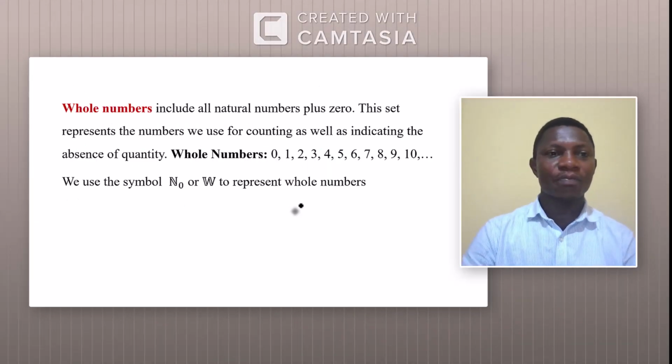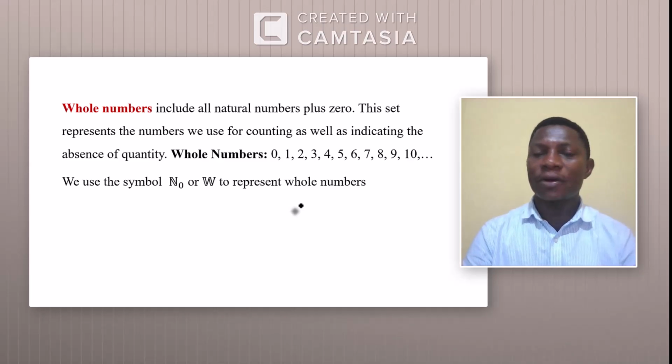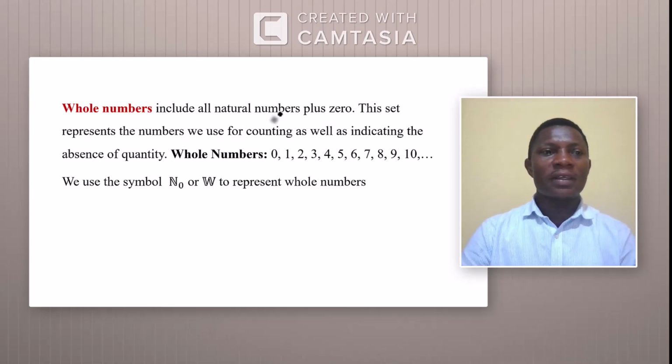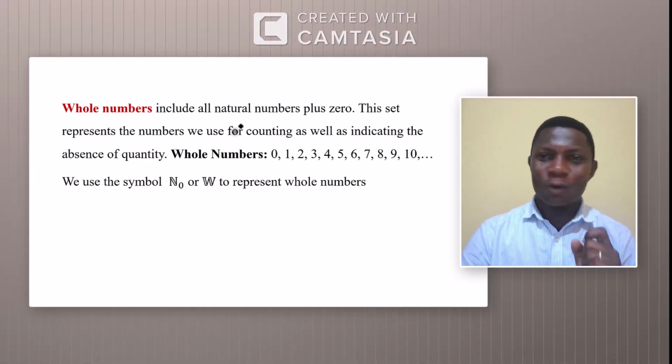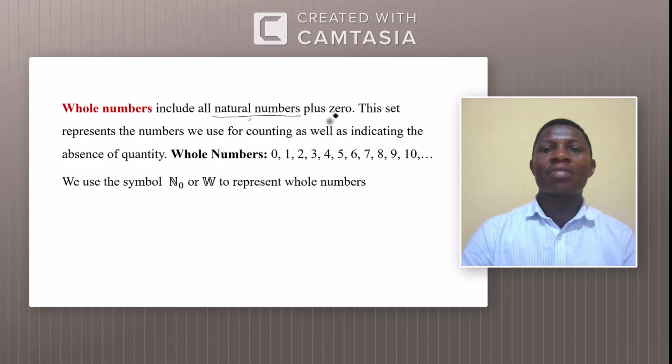Now let's look at the second key concept of the real number system, which is whole numbers. We said whole numbers include all natural numbers plus zero. This set represents the numbers we use for counting as well as indicating the absence of quantity. I want us to take it again. Whole numbers include all natural numbers plus zero.